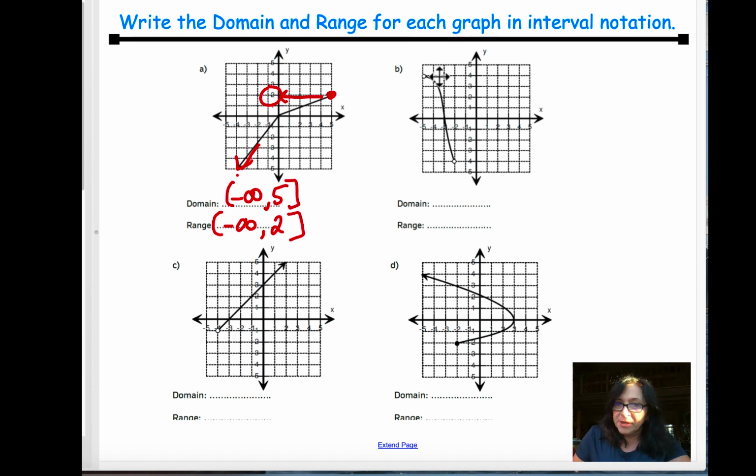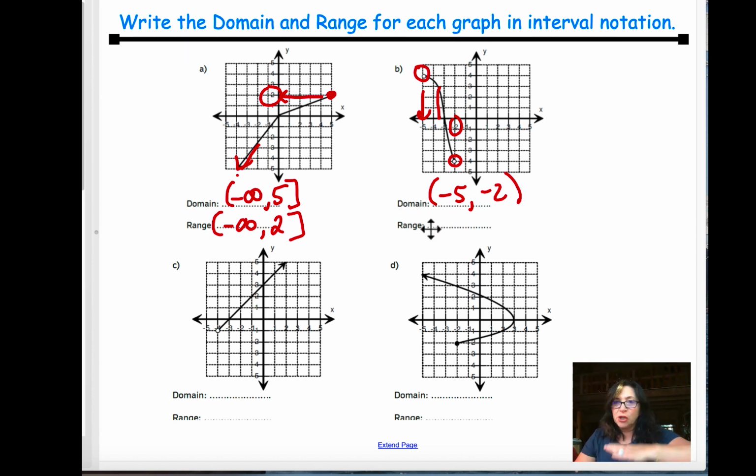Now, for this problem here, the domain going left to right is from negative 5. Keep in mind, even though I'm saying negative 5, maybe it's a little hard to see, but that's an open circle there. And right here is also an open circle. And so my values go down and up. So this would be negative 2. So negative 5 to negative 2, not including those values.